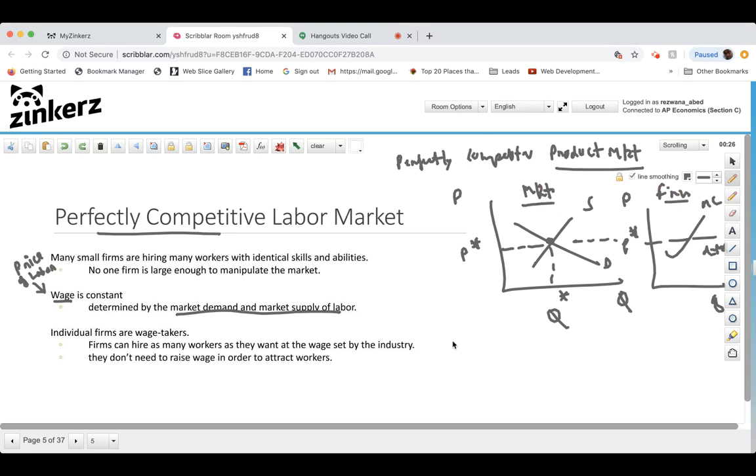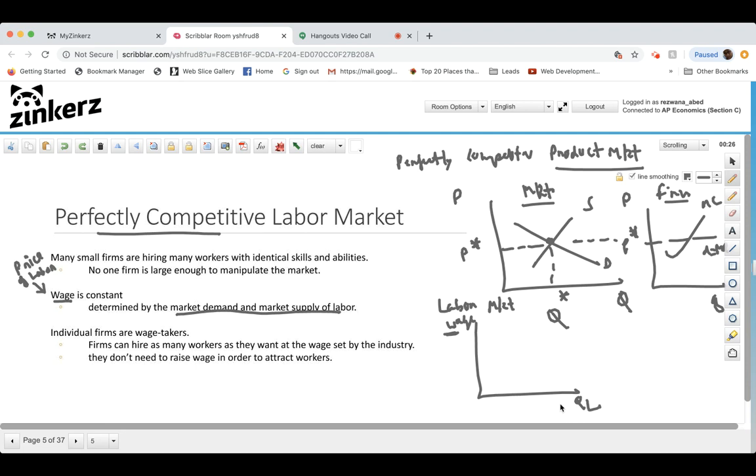So there is a similar idea here in the perfectly competitive labor market. In the perfectly competitive labor market, the graph looks similar, but with some differences. Once again, the vertical axis measures the price of labor, which is the wage.